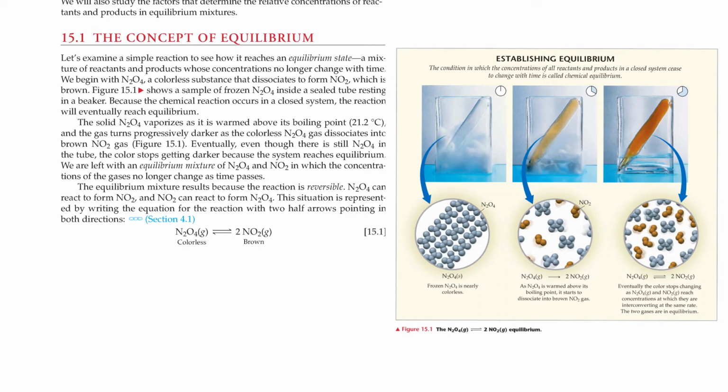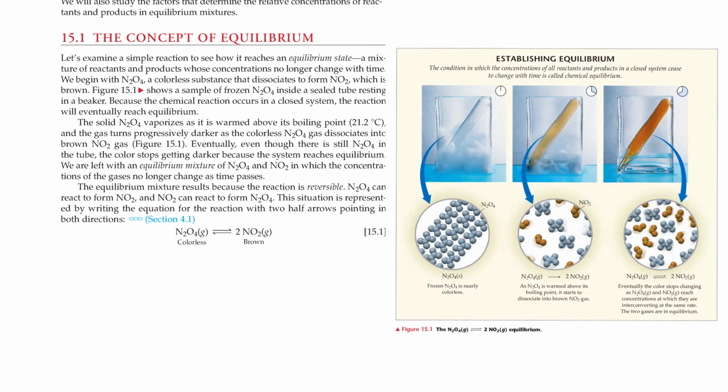Section 15.1, the concept of equilibrium. Let's examine a simple reaction to see how it reaches an equilibrium state, a mixture of reactants and products whose concentrations no longer change with time. We begin with dinitrogen tetroxide, a colorless substance that dissociates to form nitrogen dioxide, which is brown.